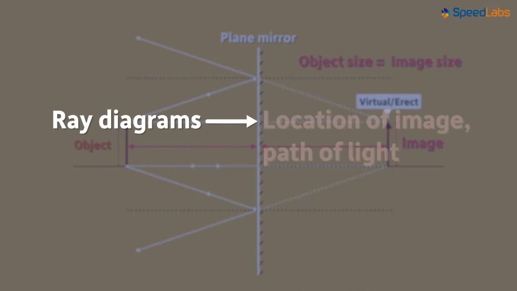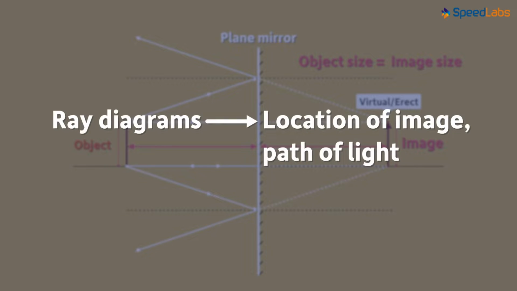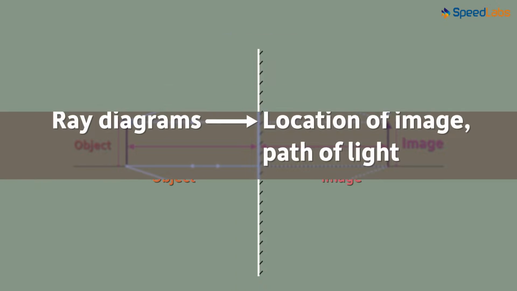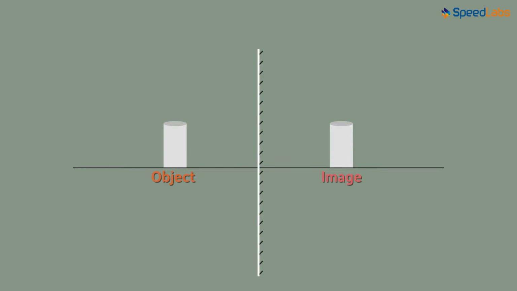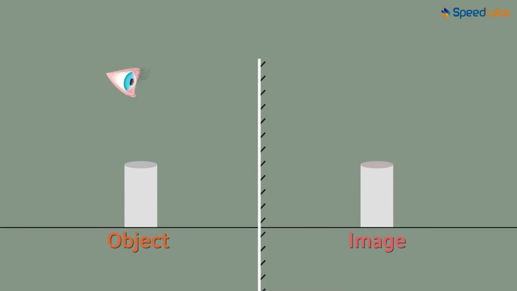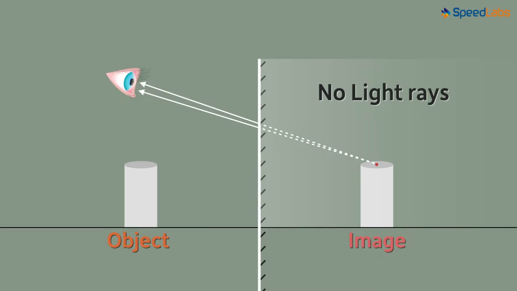Now, ray diagrams not only determine the location of the image of an object, but also tell us the path that the light follows when we are looking at some point on the image. For example, suppose that we're looking at the top of the image from here. To us, the light rays seem to come from here, but in reality, no light ray is reaching us here.